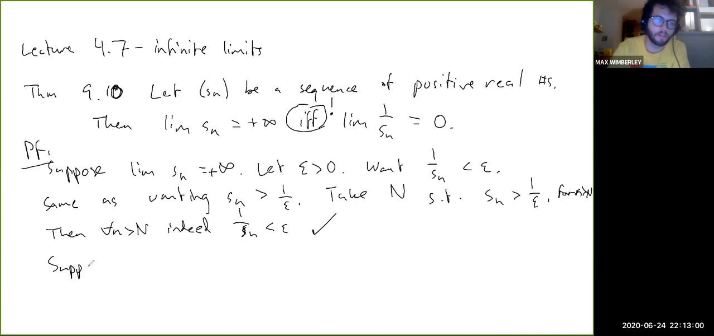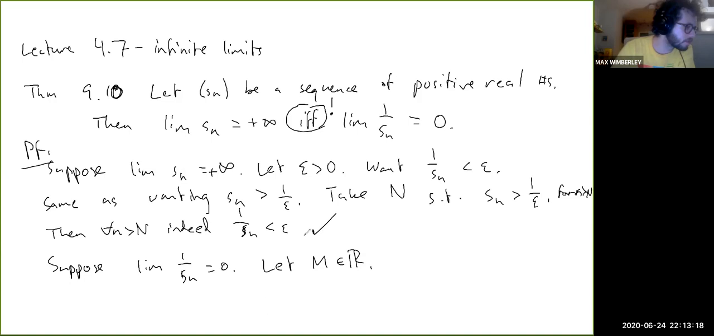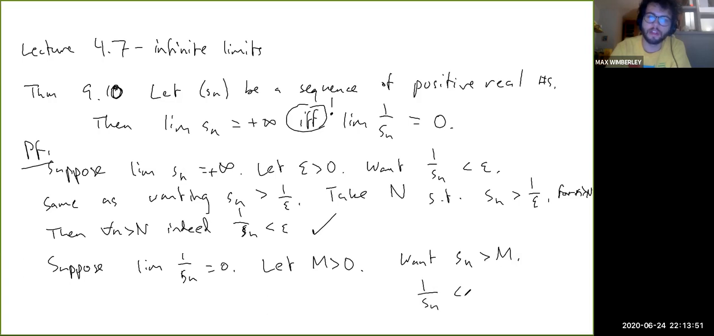Now suppose the limit, and it's just going to basically be a backwards version of this, but I'll write it out. Now suppose the limit of 1 over Sn equals 0. Let m be a real number. Actually, let me think. We might want to assume m is greater than 0 here. Let's just do that to be safe. We'll see how it works out. So we want Sn to be bigger than m. That's the same as wanting 1 over Sn to be less than 1 over m.